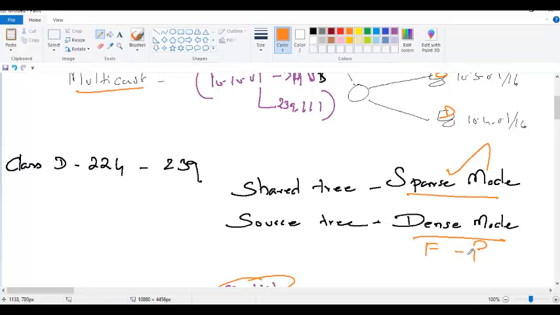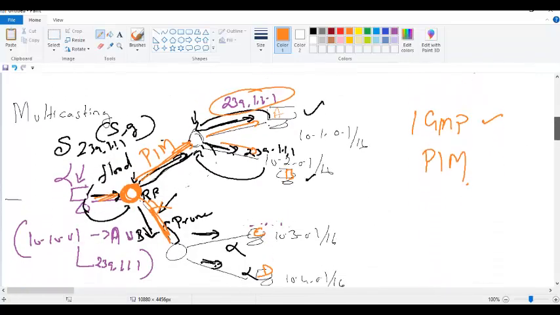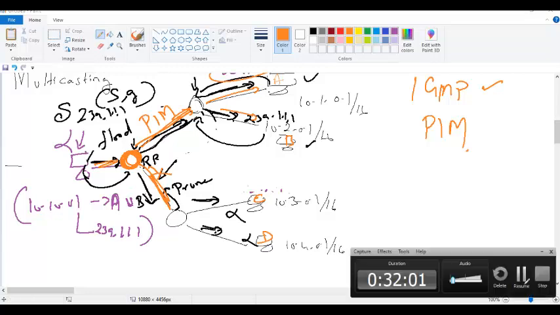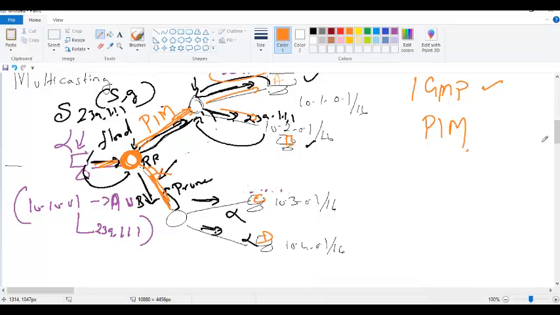Do you have any question on this theory part of multicasting? Rendezvous point. Right. It's not an English word. Gathering point. All right. Any other question?